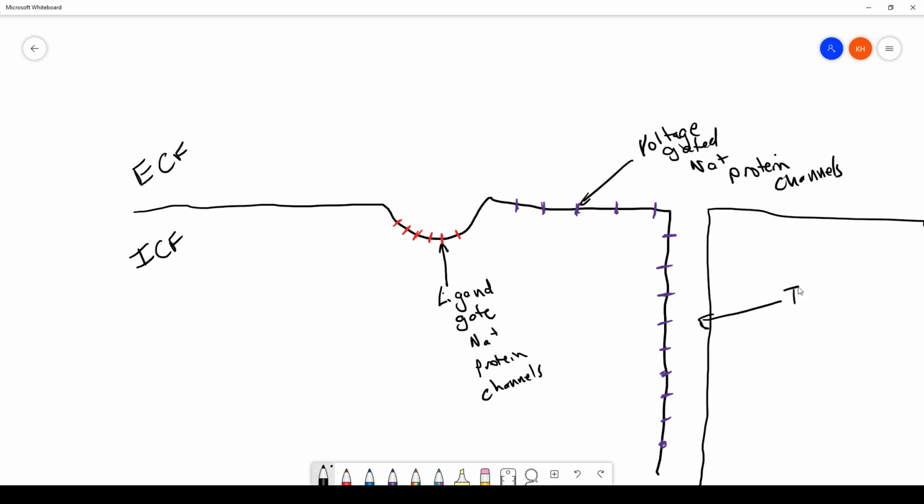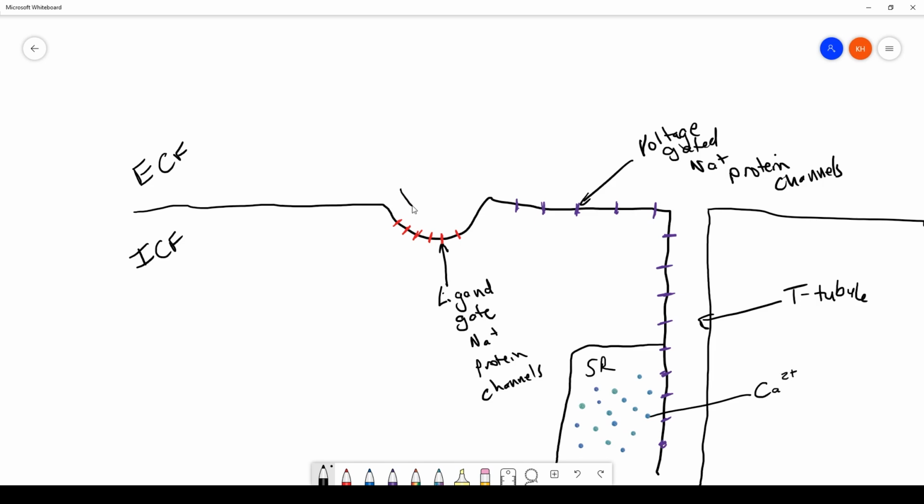This elongated channel is referred to as the T-tubule, and then this box at the end is the sarcoplasmic reticulum that we're going to abbreviate as SR. Inside of the sarcoplasmic reticulum, calcium is stored.